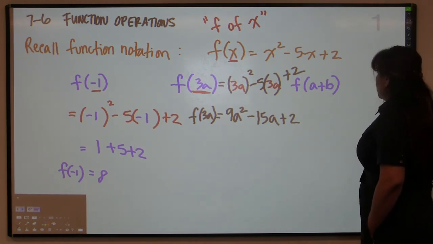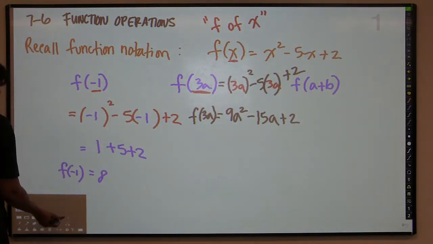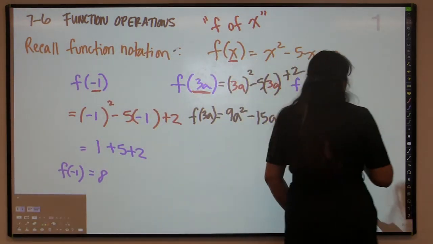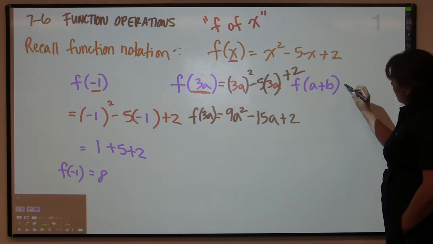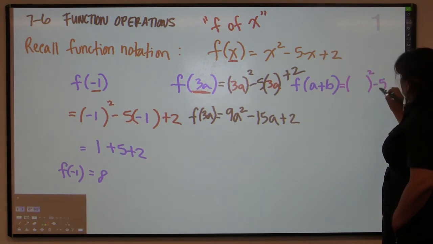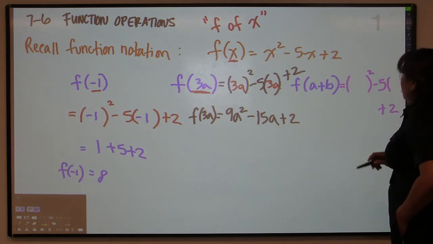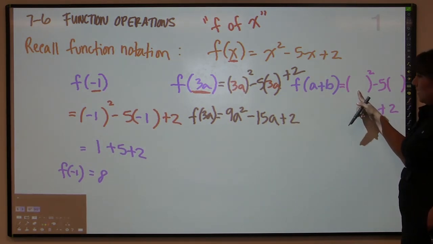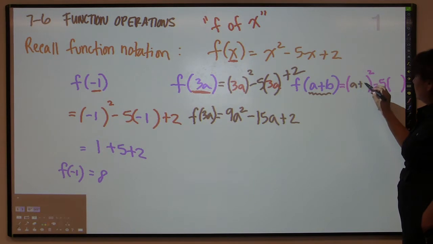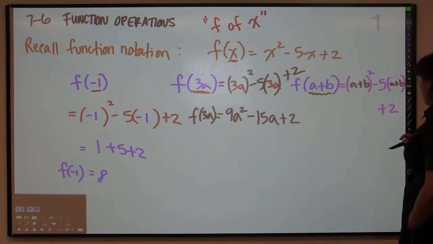Okay? So then the last one here is f of a plus b. Again, just want to show you a different way that we can do this. And so this is probably going to be the hardest one. But again, it means that we take x squared minus 5x plus 2. Again, running out of room here, so bear with me. But this time, instead of putting a -1 or a 3a, we're going to replace it with a plus b. And because this is a binomial, it makes this a little bit more complicated.